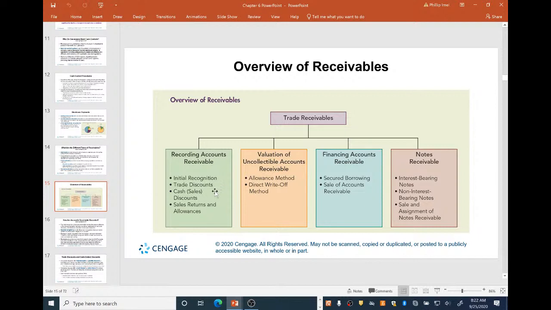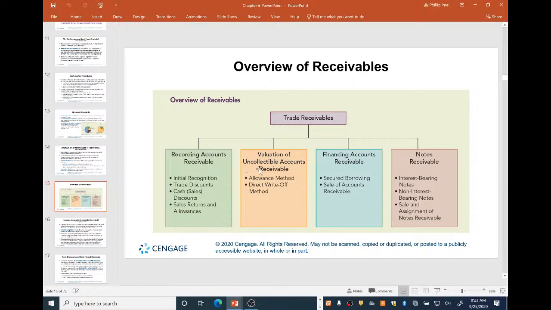Cash or sales discounts, that's to try to incentivize prompt payment. Sales returns and allowances. So if we sell something, it's defective, they return it, or maybe they keep the product, so we give them an allowance, a discount off the price just for whatever the damage was. So maybe you buy a refrigerator and it's got a dent in it, they give you an allowance towards it.